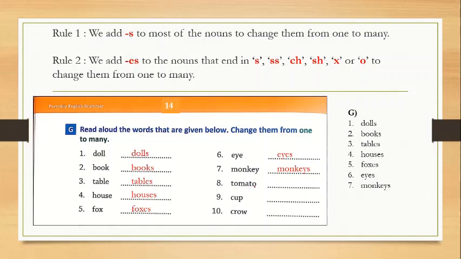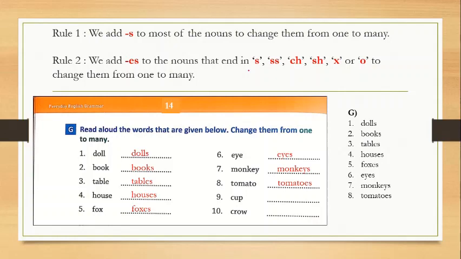The next word is tomato. The last letter of the word tomato is O. Now where does O come? In rule 2. So when the last letter is O, we will add ES at the end to get the plural form tomatoes.